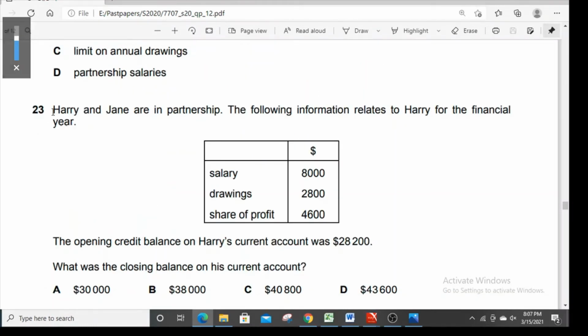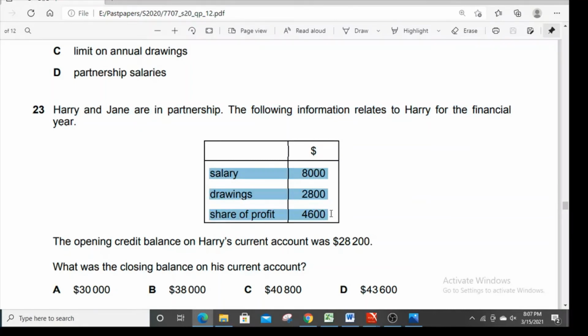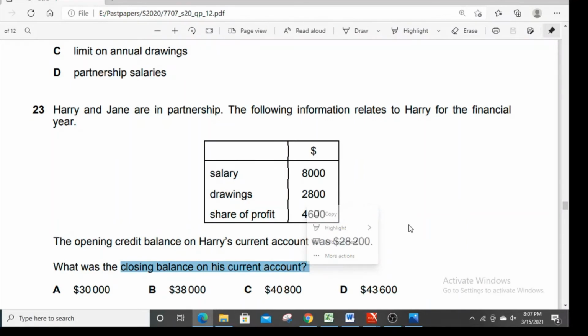Number 23, Harry and Jane are in partnership. The following information relates to Harry for the financial year. Salary 8,000, drawings 2,800, share of profit 4,600. The opening credit balance on Harry's current account was 28,200. What was the closing balance on his current account? It's a very simple MCQ, but once again, the approach should be to do it quickly with the help of a T account, right? It's not going to take long, but it will definitely lead to the correct answer.